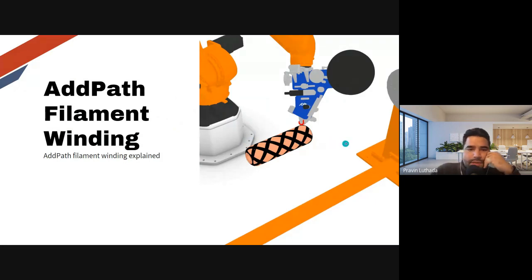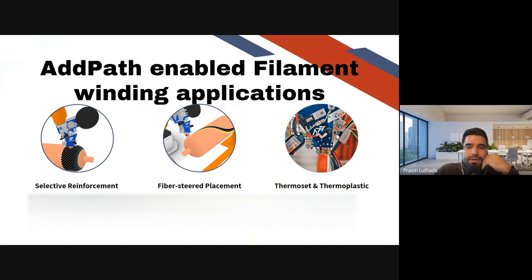Let's jump into the next portion. James, if you see any questions, I think we can take them towards the end. Yeah. And this is one more very great use case here. So let's focus on selective reinforcement. Because we are doing filament winding with an AFP head, we have the possibility to cut the tape. So that allows us to do selective reinforcement.